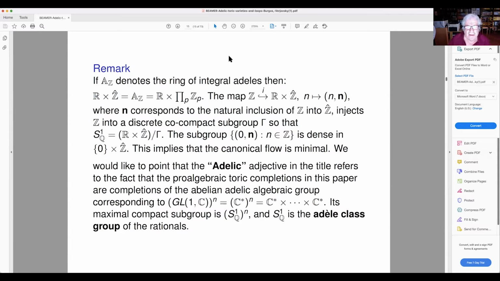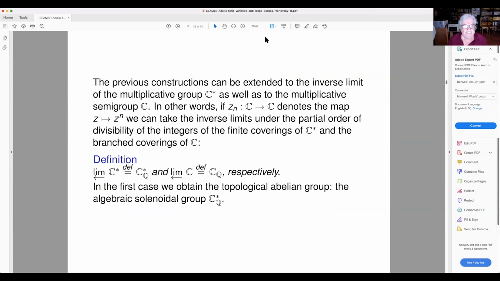So I'm describing here the geometry of this thing, and that is just to justify why I use the name adelic. I use it because the adeles are embedded in this construction. Actually, I can do this inverse limit construction with any group that pleases me. And so if I take the multiplicative group, the one-dimensional algebraic group C star, and also I can take the semigroup C, and I take the maps z goes to z to the n.